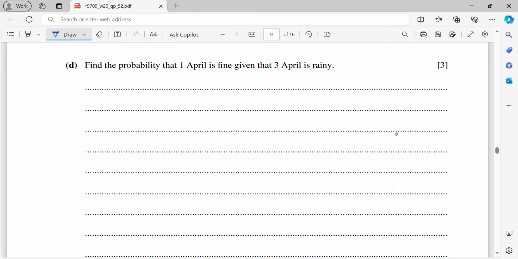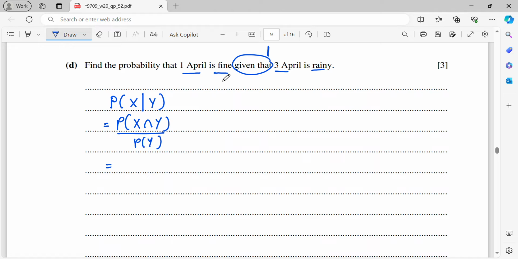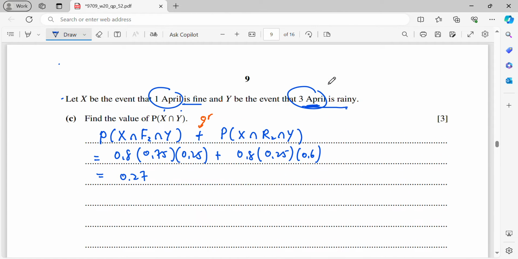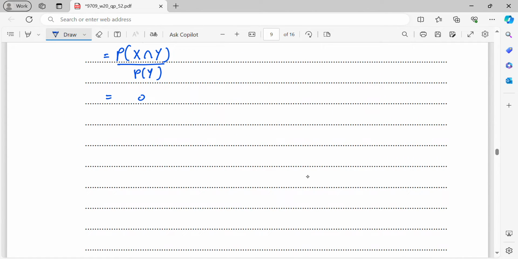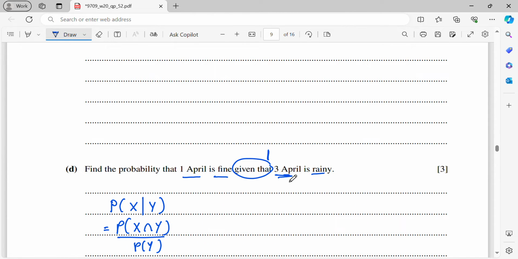Okay, now part D, find the probability that 1st April is fine, given that 3rd April is a rainy day. So 1st April is X, and 3rd April, because of given that, this is conditional probability, given that is Y. So I will write P(X intersect Y) over P(Y). This is the definition of conditional probability. X intersect Y means that 1st April is fine and 3rd April is a rainy day. That is the solution for part C, which is 0.27, over P(Y). P(Y) means 3rd April is a rainy day.